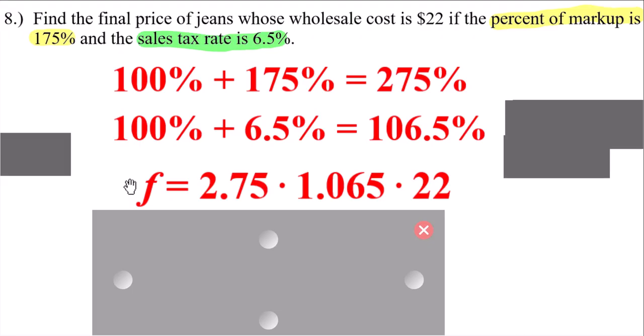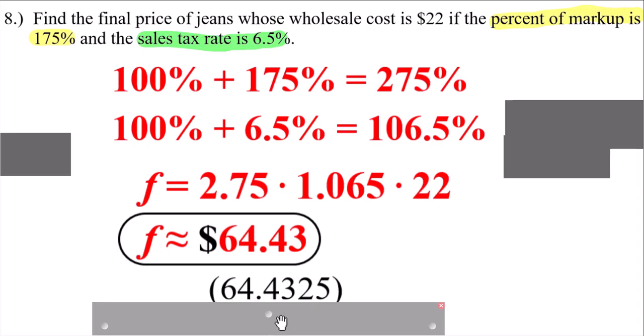Now, you will be hard-pressed to find a textbook to teach you this method. Textbooks will have you do 2.75 times 22 and then get that answer, and then take that answer times 1.065. I'm giving you the absolute quickest way of doing this. You'll thank me later. So type this into your calculator, and let's see what you get. Once again, you're going to get more digits than you need. Round it to the nearest cent, $64.43.